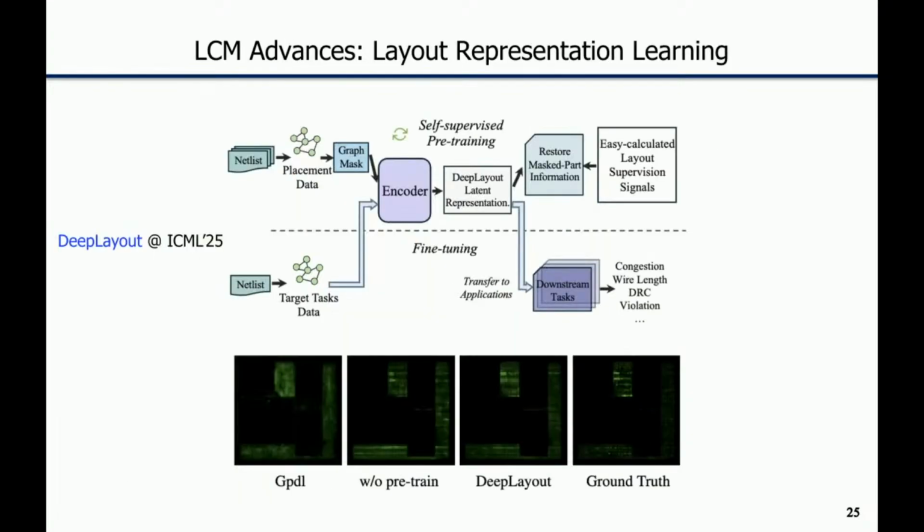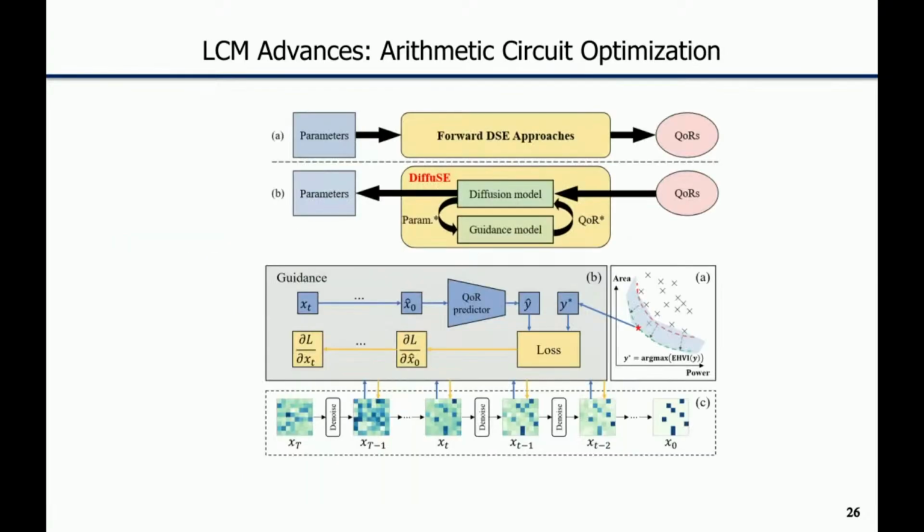And then we are also doing, this is a joint work with Professor Yibo Lin from Peking University, we try to learn the layout representation. Basically we have the placement data, the circuit graph, and also the geometry information. We want to be able to represent all of it. DeepLayout's result is very similar to the ground truth value. We apply it to congestion prediction and other tasks, and they also show SOTA performance.